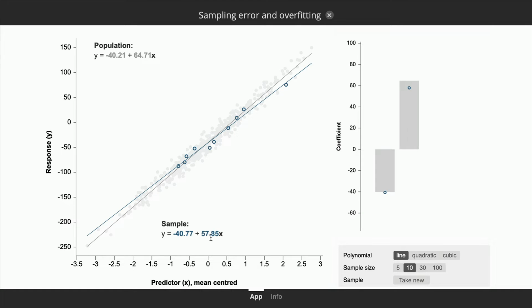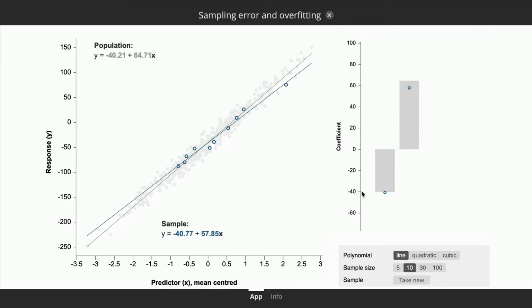This is the equation of the line for the sample. And then you can see that the slope of the sample is smaller than the slope of the population. And indeed, we can clearly see that from this line. So the slope of this line is smaller than the slope of this line, right? What you see here is a bar plot representing the regression coefficients. So this is the intercept, and this is the slope for the population. The gray bars are for the population, and the points are for the current sample.